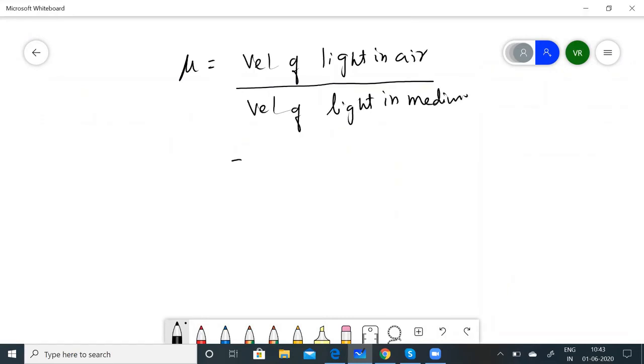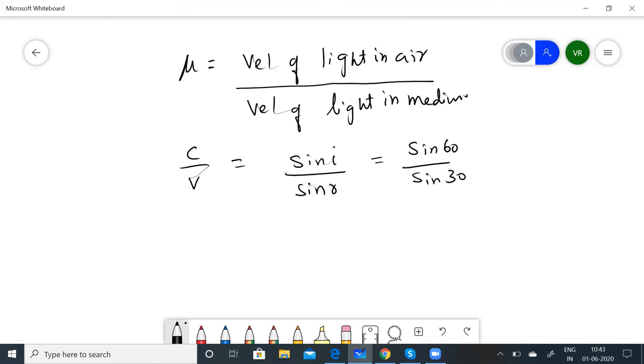Which is also equal to sin i by sin r. So we can say C by V is equal to sin i by sin r, where i is given as 60, so r will be 90 minus 60, which is 30. So sin 60 divided by sin 30. Therefore, from this we get, C is the velocity of light, so V is equal to C into sin 30 by sin 60.